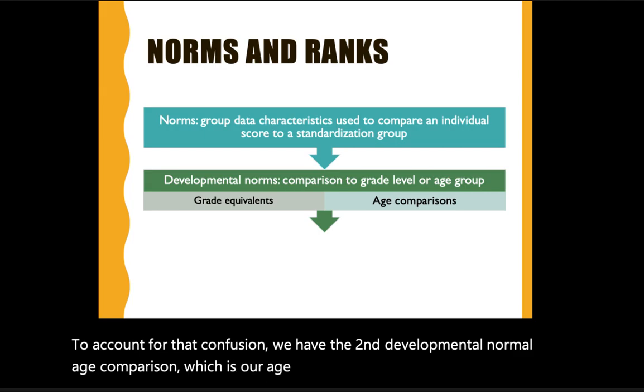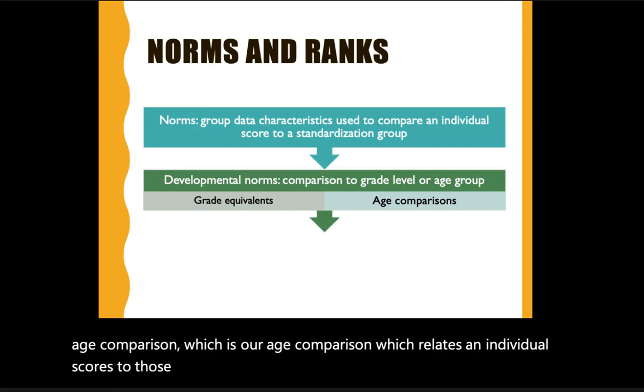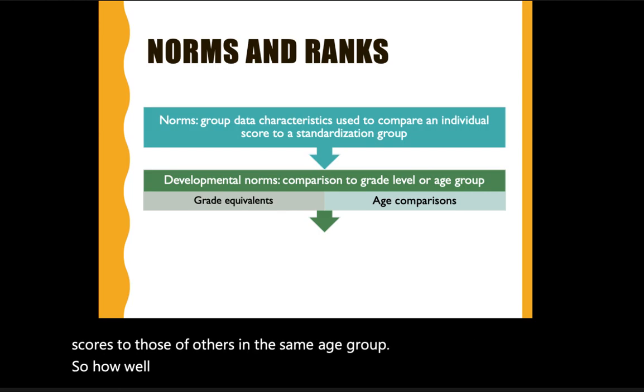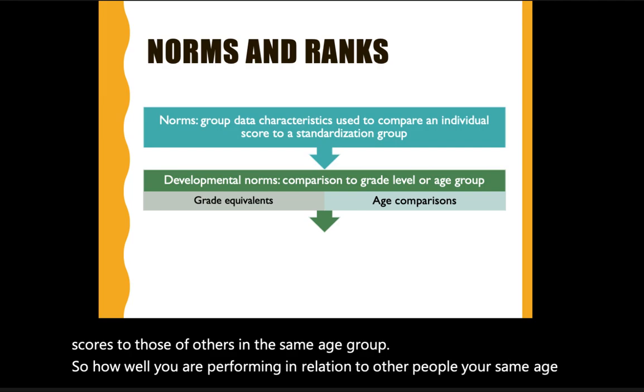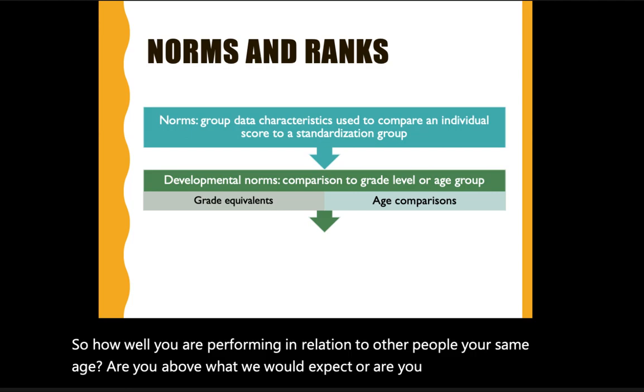To account for that confusion, we have the second developmental norm, which is our age comparison, which relates an individual's scores to those of others in the same age group. So how well you are performing in relation to other people your same age. Are you above what we would expect, or are you below what we would expect?